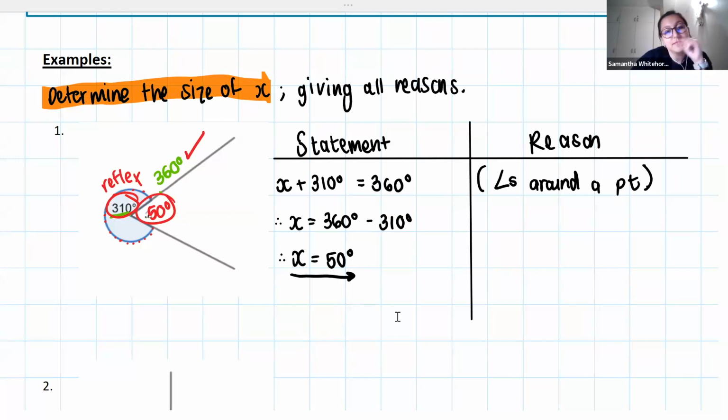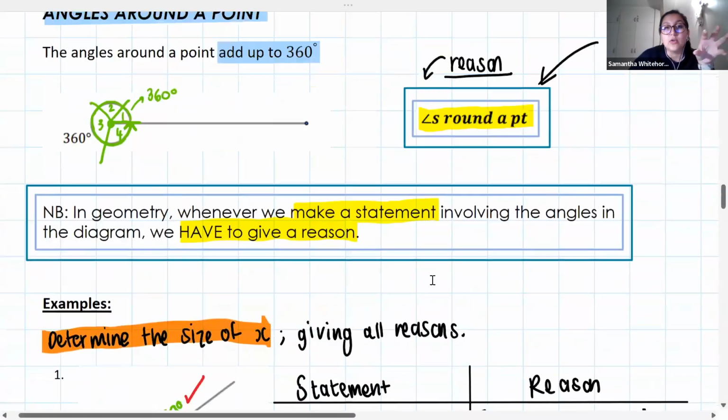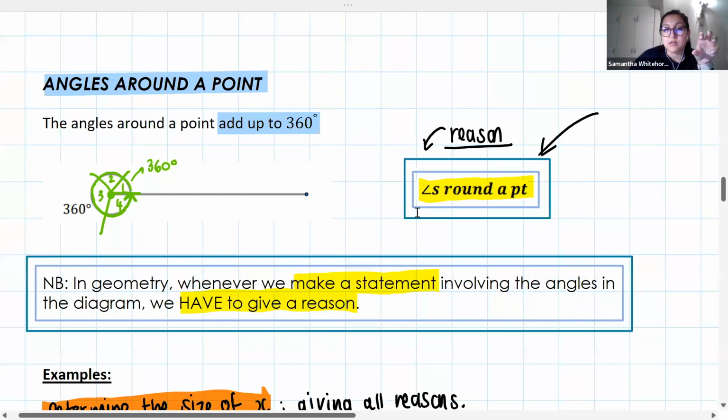So, ma'am, must the reason always be like that, or can it be different? We will learn lots of different reasons. Right now, we've only learned about this first reason, angles round a point. So this lesson, we're only going to use this reason. But as we start to learn more and more reasons, you can then apply the reasons as appropriate.